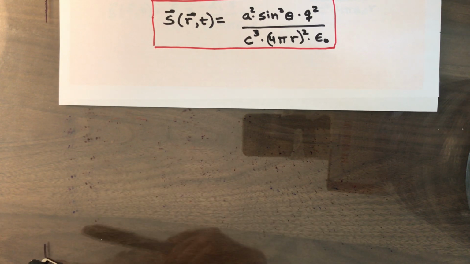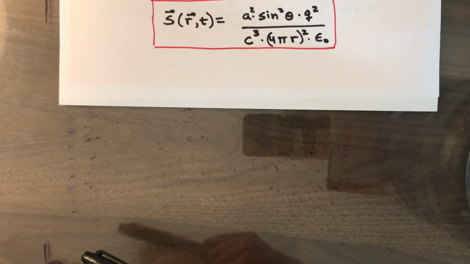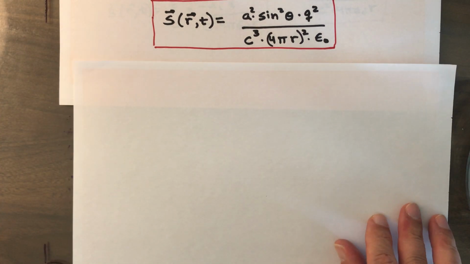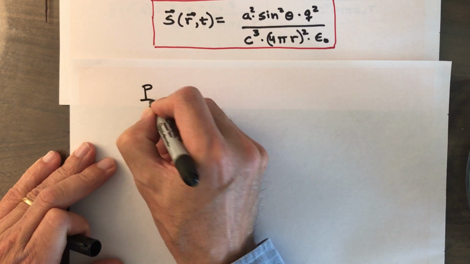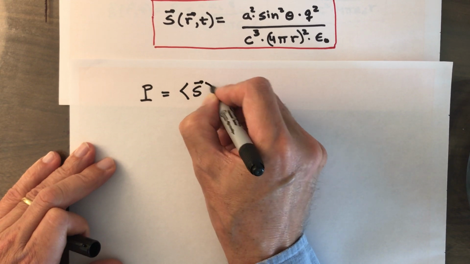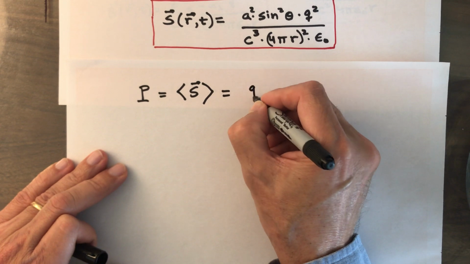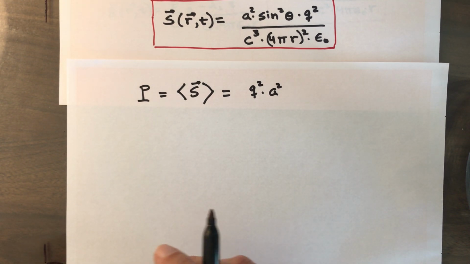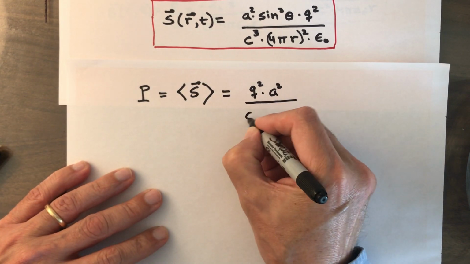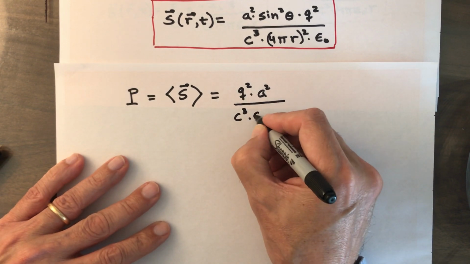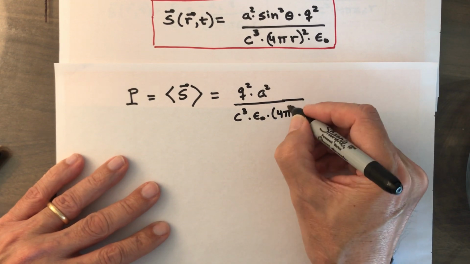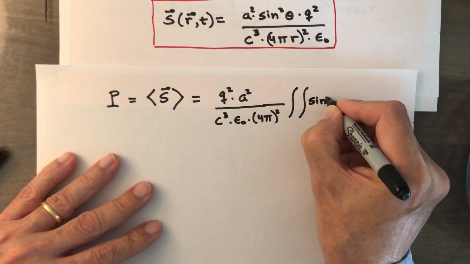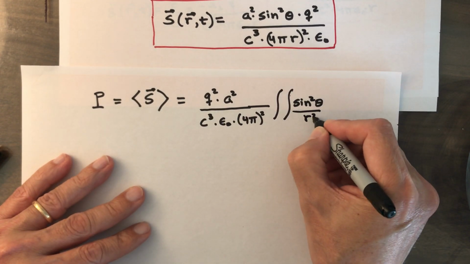Now then, the question that can be asked here is, what is the power averaged over the entire sphere? And that gets us then, we can integrate, we can come up with P for power equals the spatial average of the Poynting vector, which is equal to, okay, let's go ahead and say Q squared times A squared divided by c cubed times epsilon naught times 4 pi quantity squared times a double integral of sine squared theta over r squared times the volume element.